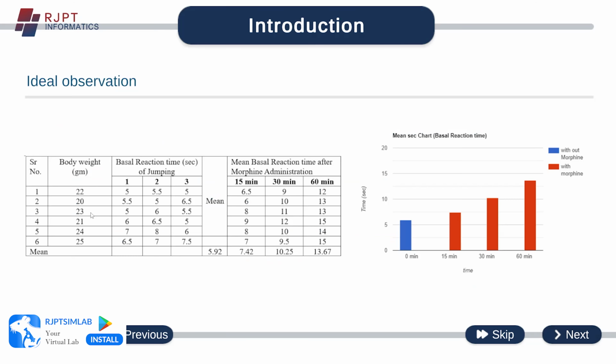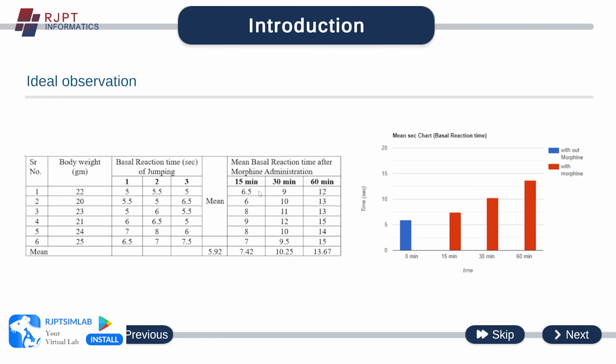This is the observation table, as we can see here. It contains the body weight, basal reaction time of jumping, and mean basal reaction time after morphine administration. As we can see here, 1, 2, 3. These are the 3 times we perform the basal reaction time so that a mean value can be calculated. Then we perform it after administering the morphine drug.